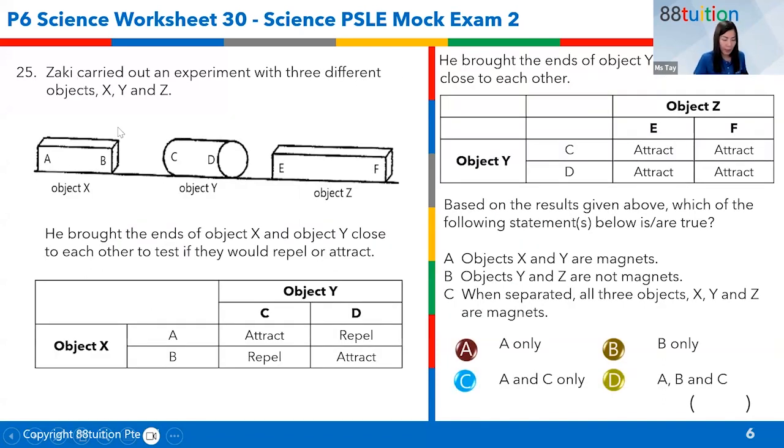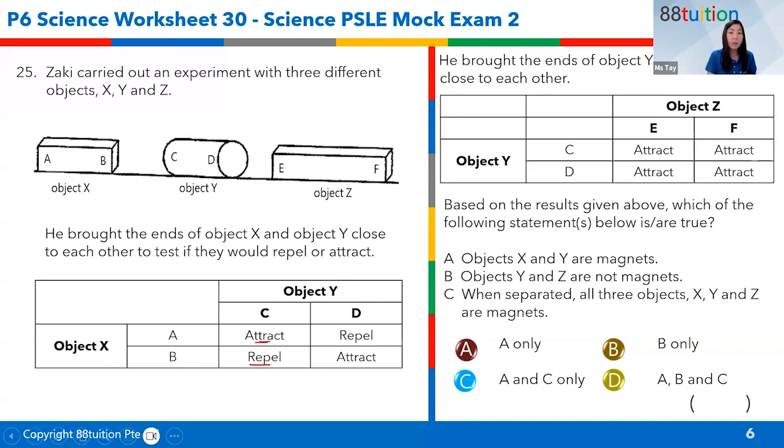Now, this one, Zaki carries out this experiment with 3 objects. So you have X and Y. Okay, so you compare X and Y first. You put the various ends facing each other. Okay, so when B and C are facing each other, there's repulsion. Correct or not? Can you see that? Repulsion is here. When A is placed facing C, there's attraction.